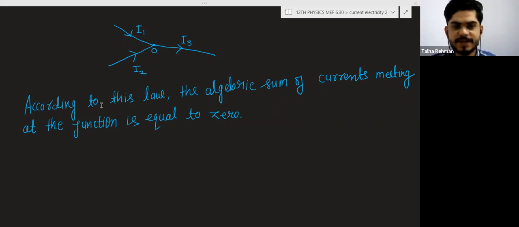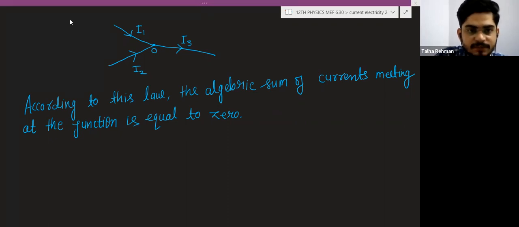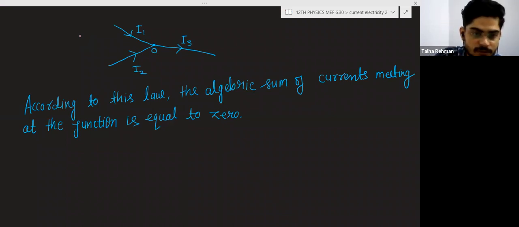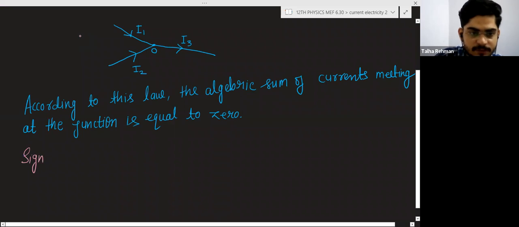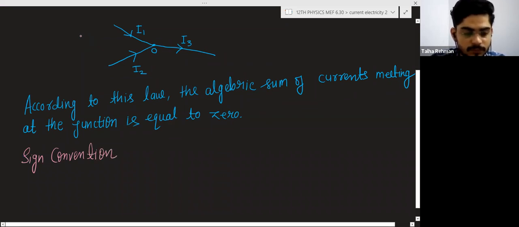So this law says that the algebraic sum of currents meeting at the junction is equal to 0. For this, you have to take the sign of the current also. So you will apply this law with respect to the sign convention. Okay. So, sign convention for current.